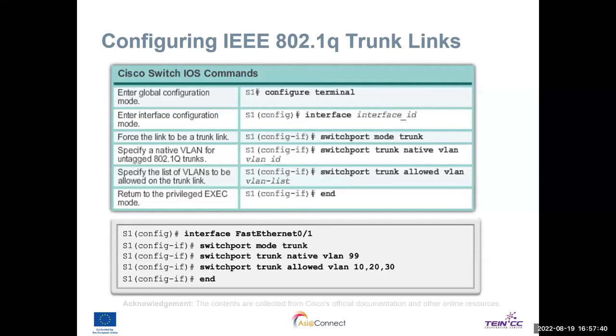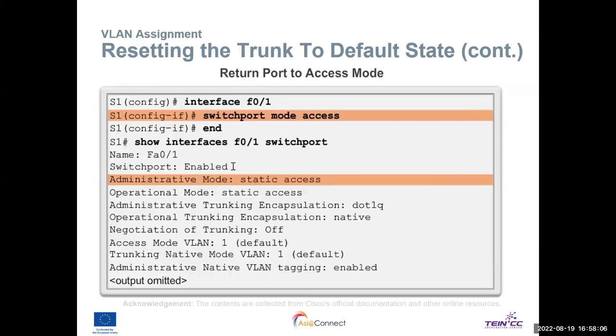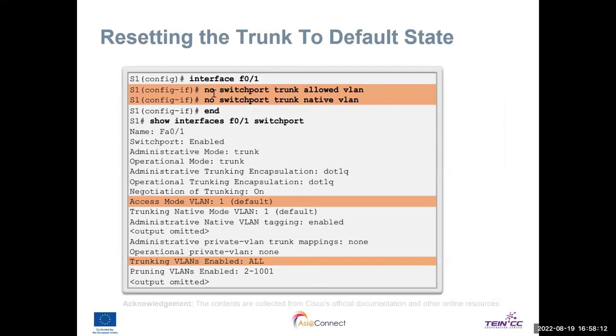Okay, let me go here. So I think I have explained this, right? And then actually you can also reset the trunk mode. If you want to withdraw the trunk mode, you can just use a no command, which will make it default. So also you can make it access mode. Every time you want to withdraw a previous command, you can use a no just before the command.